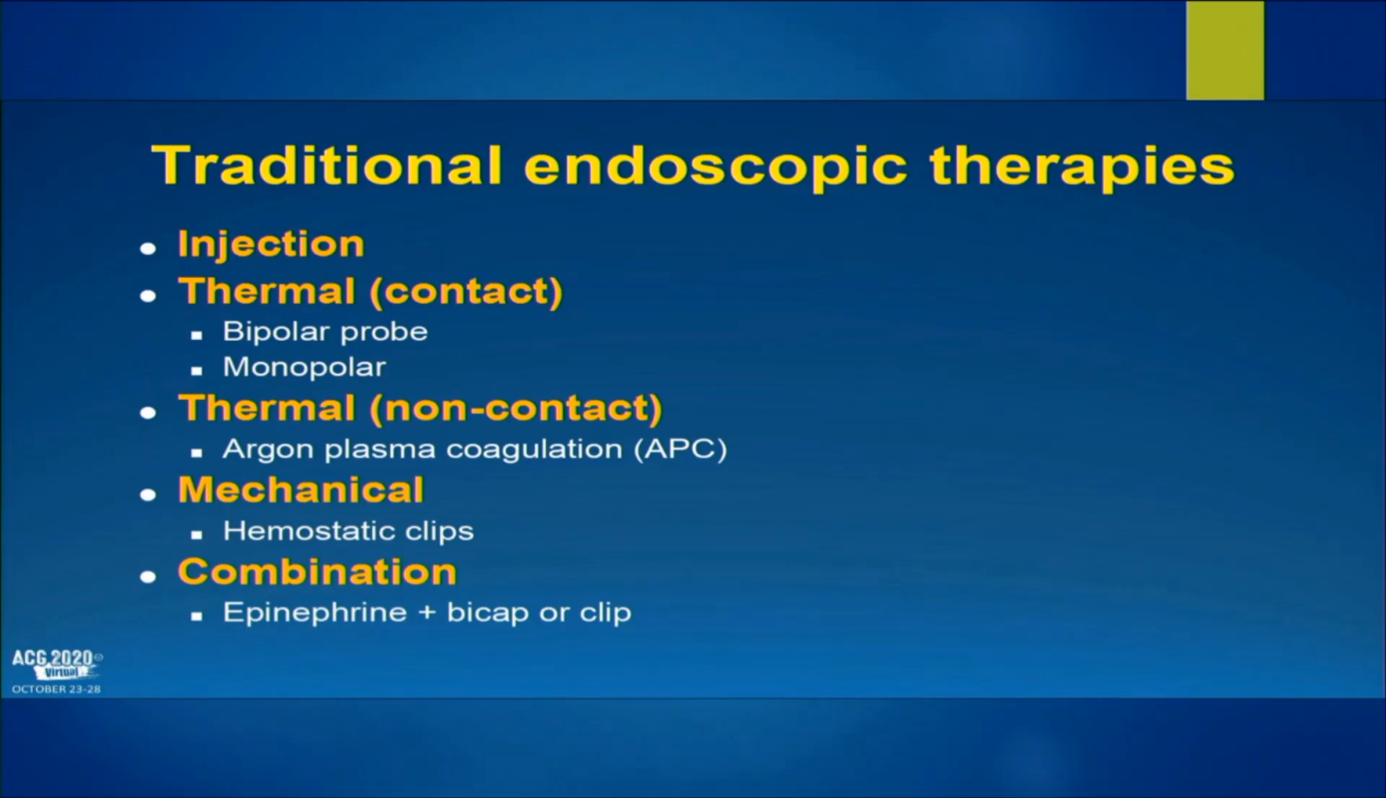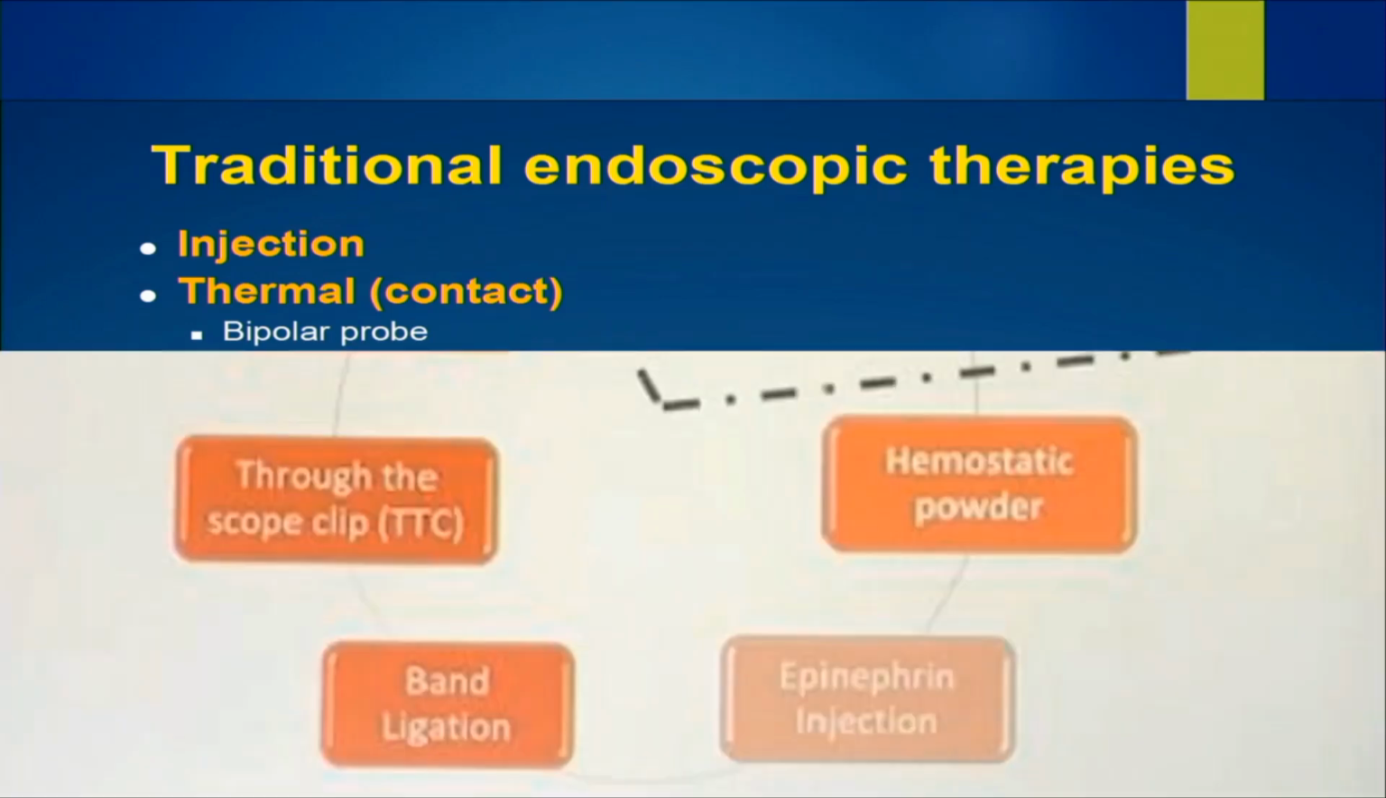What is the best way to use this current without risk? Then came the argon beamer. The argon beamer is a neutral gas, argon, that carries the monopolar current to the tissue as non-contact coagulation. It is monopolar but has no contact with the tissue, and that is the efficacy of argon. Mechanical hemoclips, epinephrine and BICAP or clips are different.